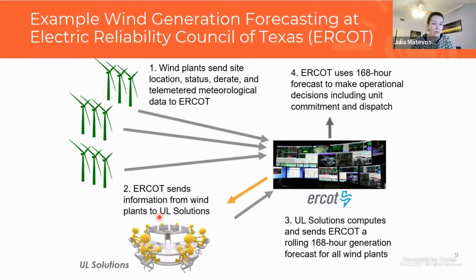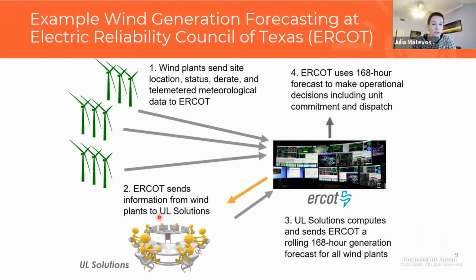And they have information about layout of the sites, the power curves, and all of that technical information that they need to know to do power forecasting. So then they compute and send to ERCOT a rolling 168 hours generation forecast for all wind plants. So it's by plant, it's not system-wide. And so from that, ERCOT knows how much each of the plants is expected to be producing in the next 168 hours. And then ERCOT is using this forecast to make operational decisions, including unit commitment and dispatch.